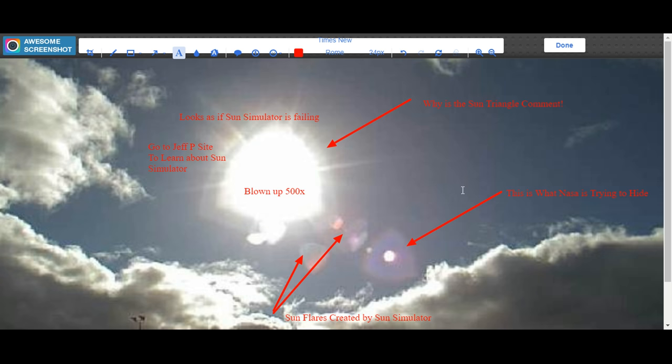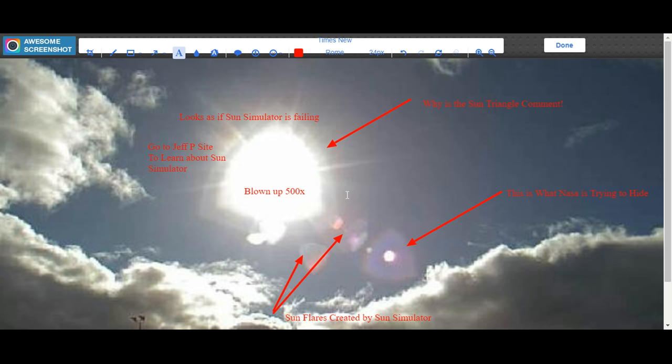Look, the sun simulator looks like it's failing. The sun is now a triangle or a bell shape. And then I blew it up 500 times. So if you want to know more about the sun simulator, go to Jeff P's site channel, and he tells you all about that. So why is the sun a triangle?